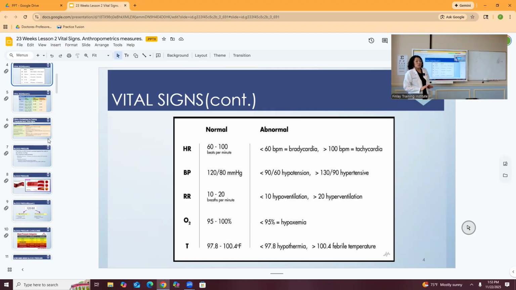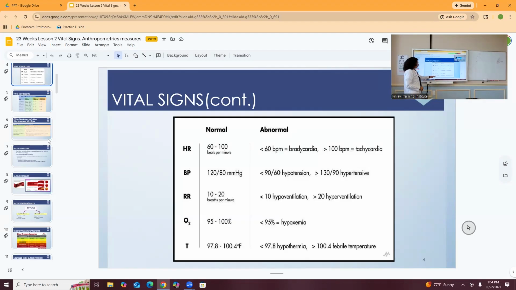Respirations. The normal respirations go from 12 to 20. In this chart, it says 10, but the normal goes from 12 to 20. And this chart is referred to a standard adult. The abnormal of the respiration then is going to be less than 12, which is hypoventilation. Hypo means low. Ventilation is the movement in the respiration. More than 20 is going to be hyperventilation. Hyper means up. Ventilation is the movement in the respiration.